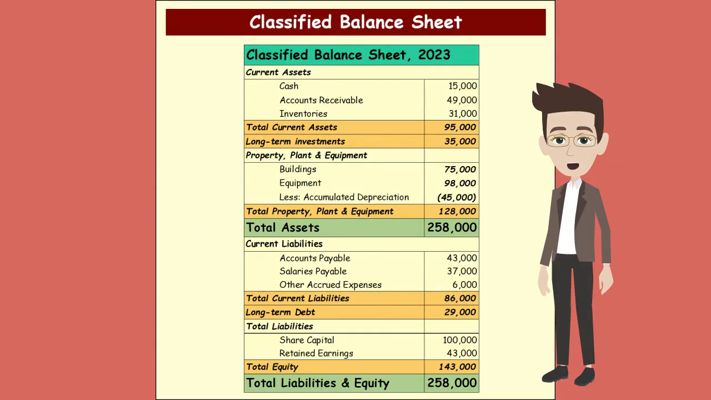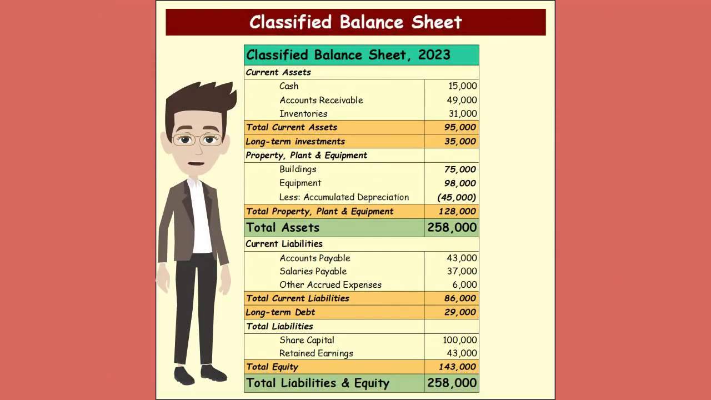Here you can see an example of the classified balance sheet. All items on the balance sheets are grouped into categories, and then totals of such categories are presented. For example, current assets, which include cash, accounts receivable, and inventories, total to $95,000. Long-term investments stand at $35,000. While property, plant, and equipment, net of depreciation, add up to $128,000, giving a total of $258,000 in assets.